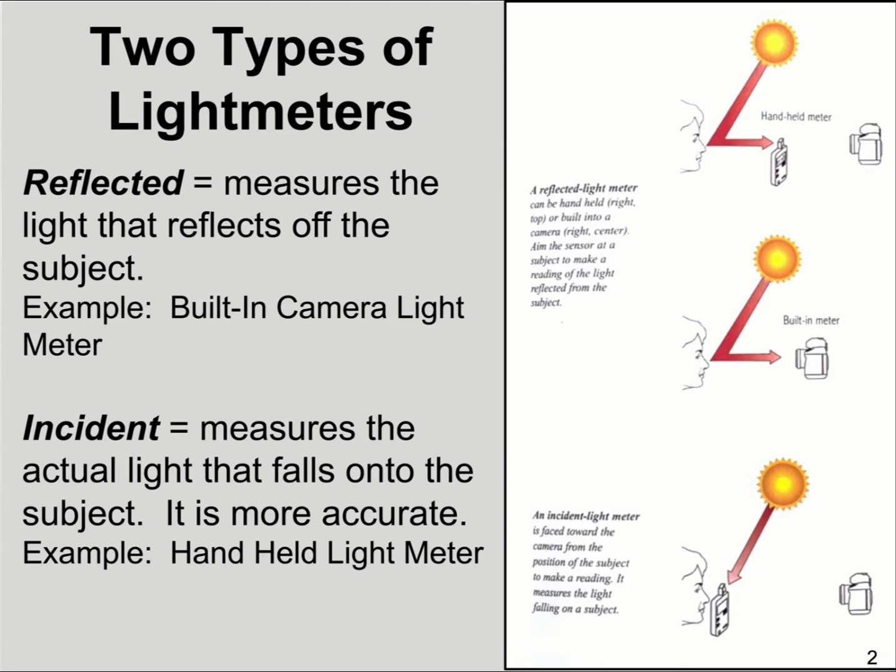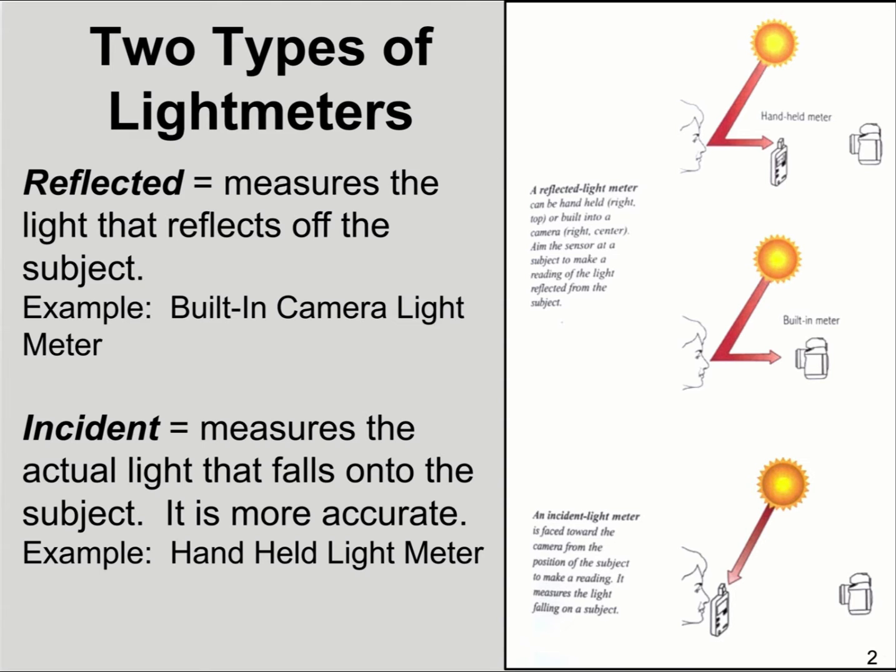In the top two, the very top light meter is a handheld light meter. Light bounces off the face and is picked up by the handheld light meter. Or what you're used to in a built-in light meter: light bounces off the face, goes in through the lens, and is picked up by the light meter there. Both of those are reflected.